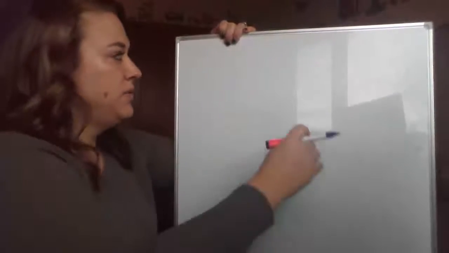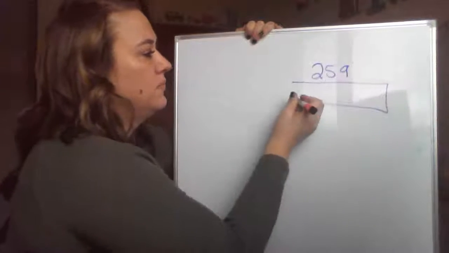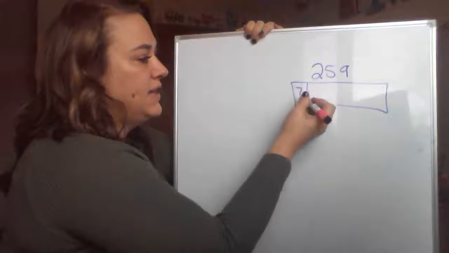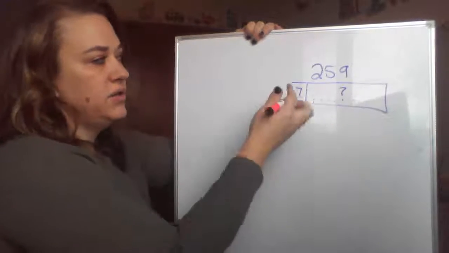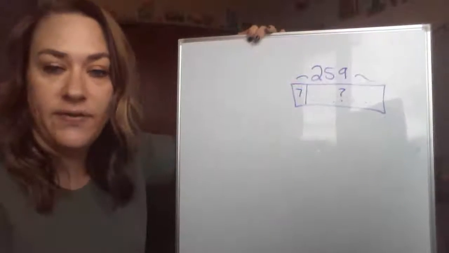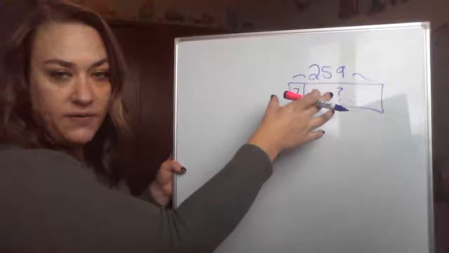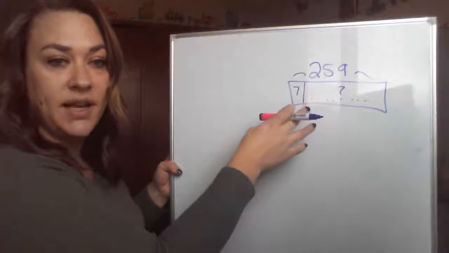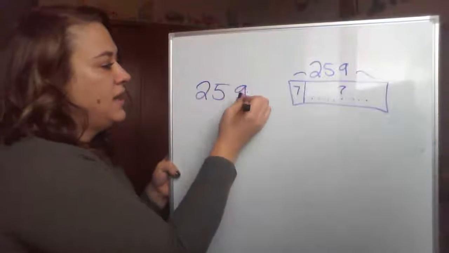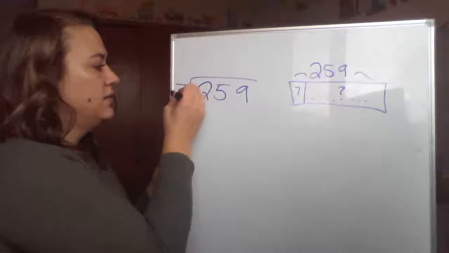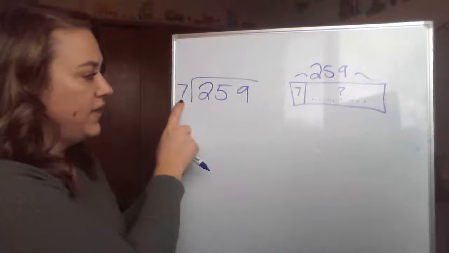So if we know that we're going to be working with 259 days, and we know that there are 7 days in 1 week, how many weeks are in 259 days? That's what we're trying to figure out, okay? So if we're trying to figure out how many groups of 7 can I make out of 259, then that means we're going to take 259 and divide it by 7. So it's going to look like this. 259 divided by 7.